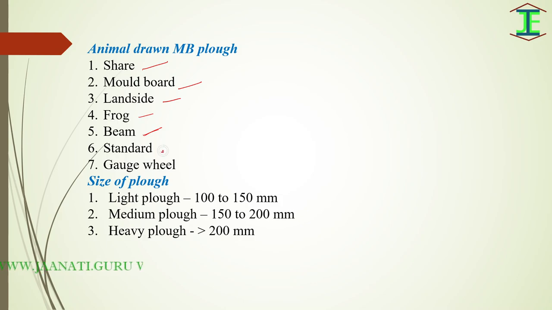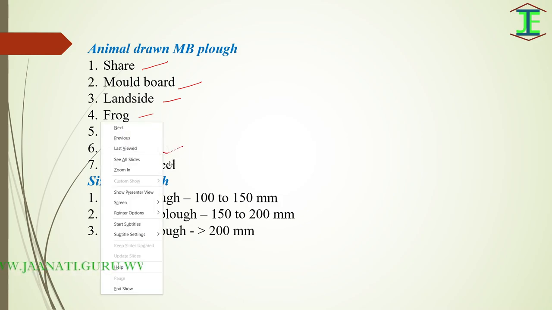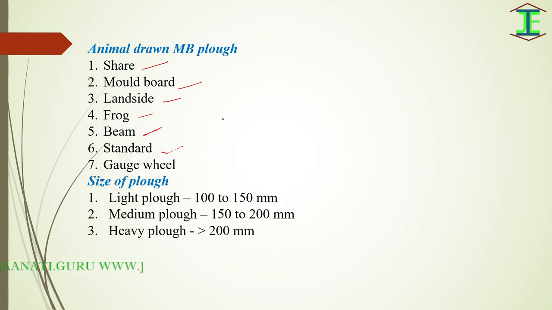Standard. Standard is the part which connects the soil cutting unit of the implement to the beam. The soil cutting unit is nothing but the plow bottom, that means share and moldboard. Gauge wheel. Gauge wheel is used for adjusting the depth of the plowing.